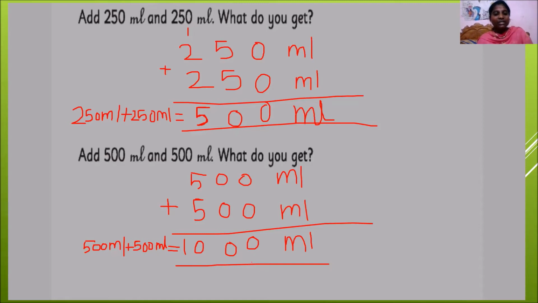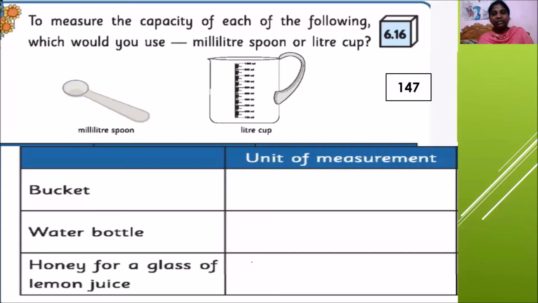We can say 1000 ml as 1 liter also. Next, it's a book activity. It is on page number 147. Ma'am is going to read the question.